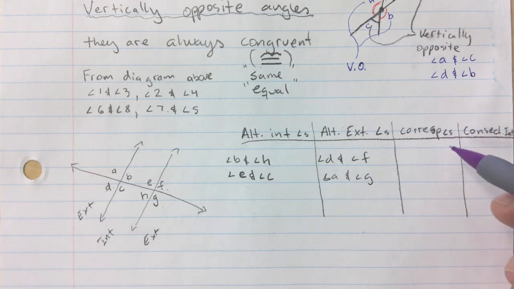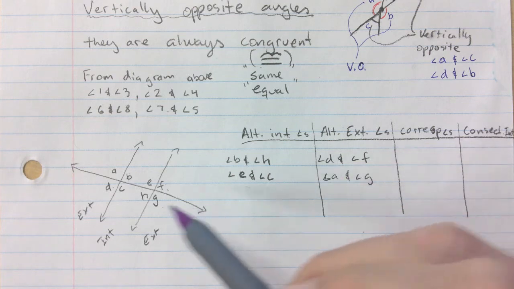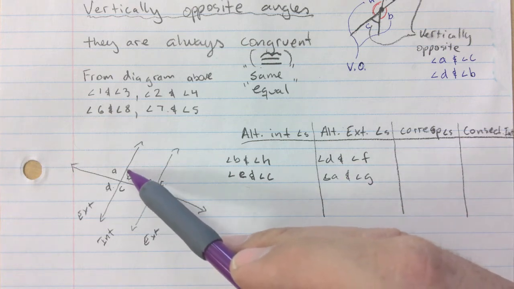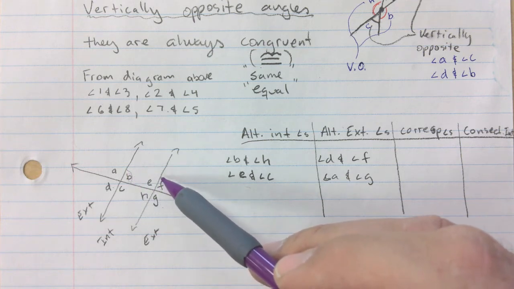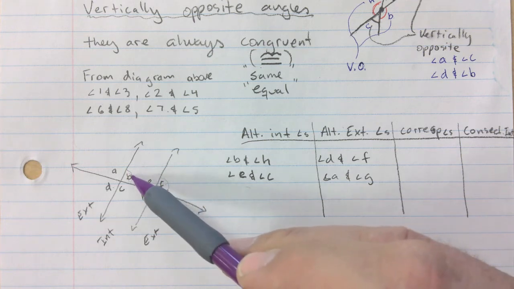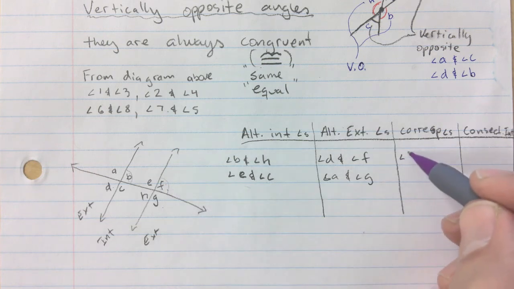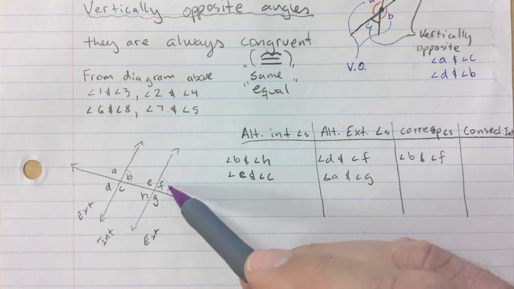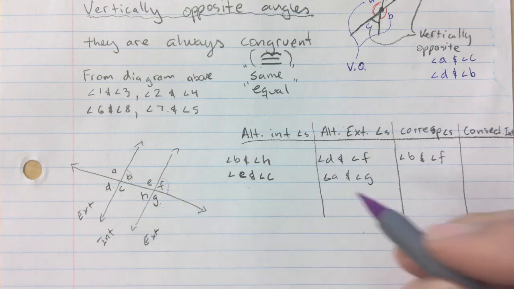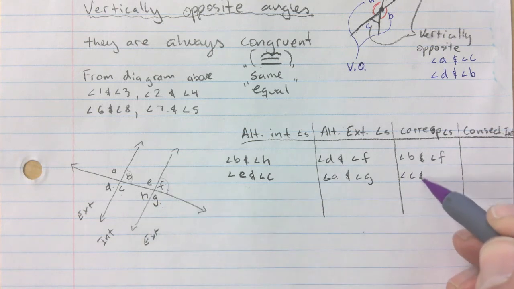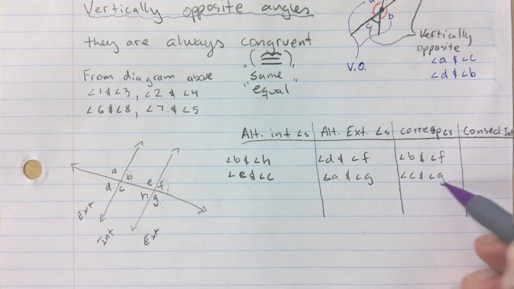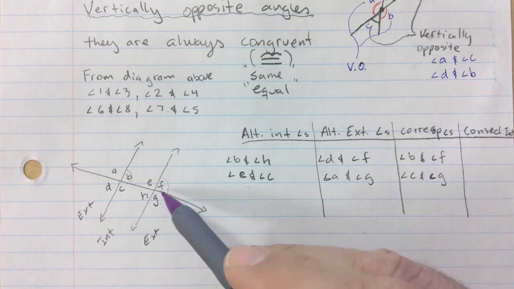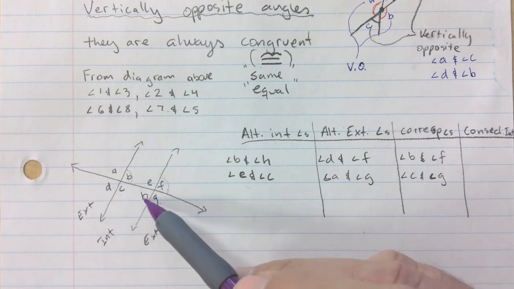Corresponding, that one is trickier. It has to be one on the inside and one on the outside, not touching it, same side of the transversal. So it's B and F. Then you switch over, it's G and C, or C and G, it doesn't matter. And then you can go D and H.